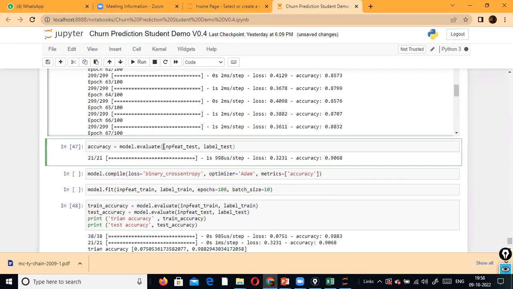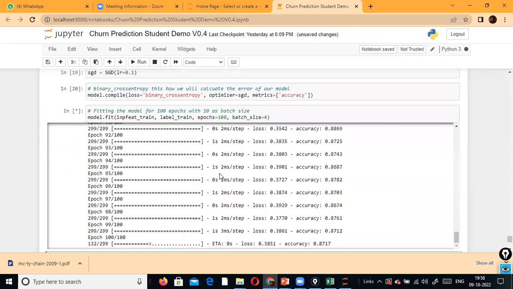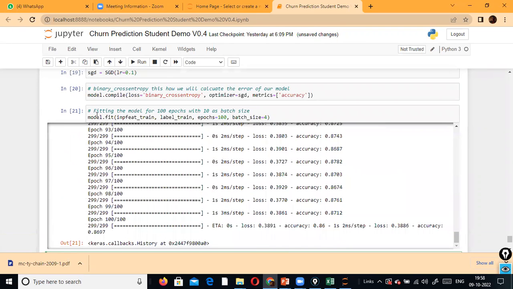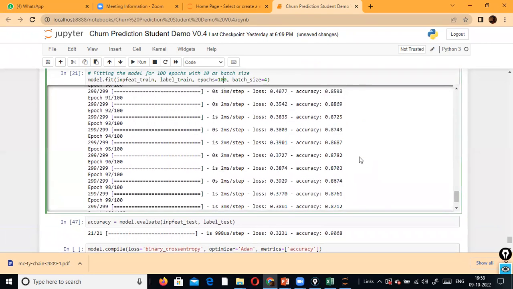Look here, it's still going on because of 100 epochs. It takes some time. If you have less memory, you can try Google Colab, or else you can reduce the epochs to 10 or something for learning purposes. Here, what is the final error we are getting? Okay, now we are done.